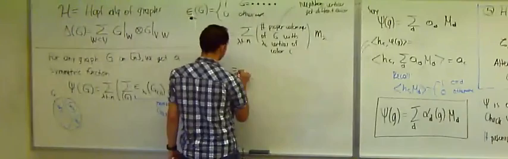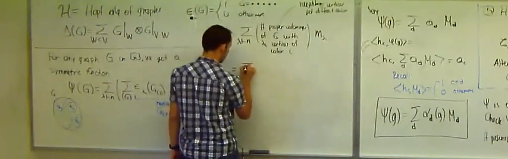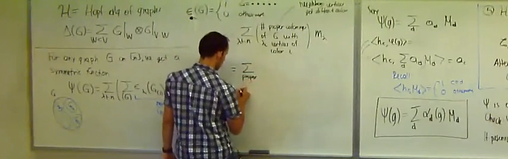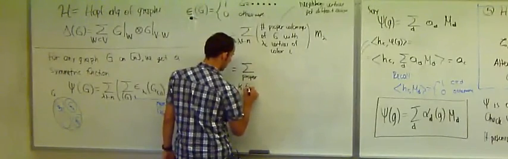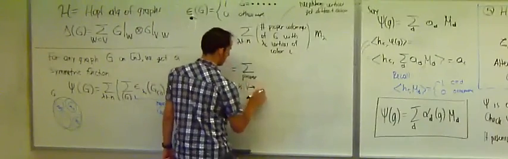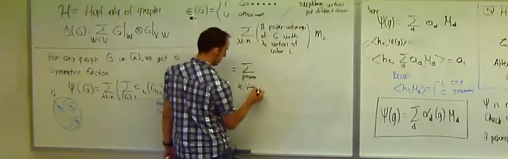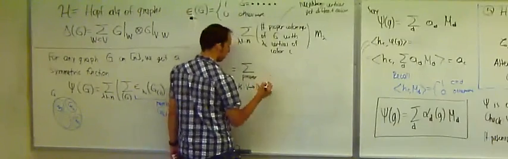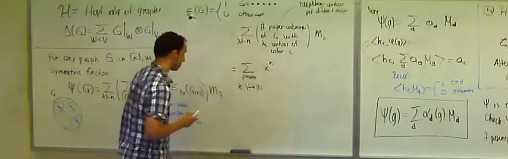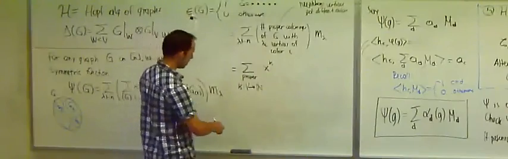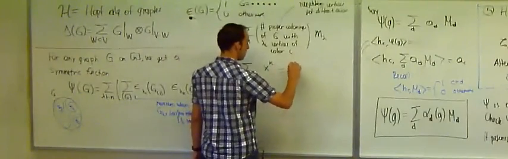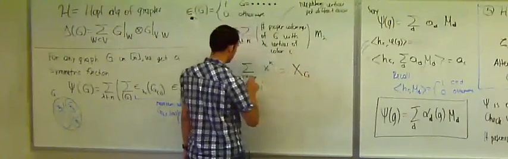Okay? So actually, what I'm going to get in the end is just the sum over the proper colorings of my graph with natural numbers of what you might call x to the coloring. Okay, and this is my symmetric function, which is usually denoted X sub G.